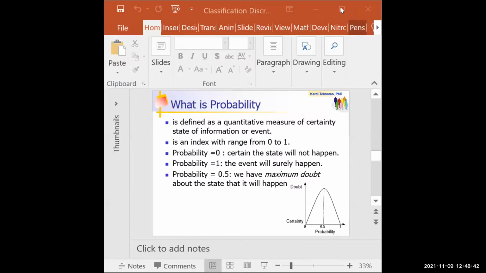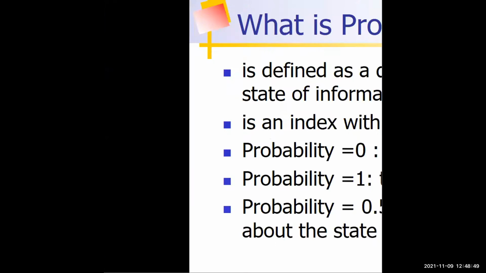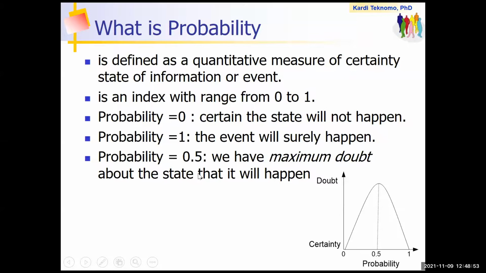Okay, so here it is. I'll just skip many parts, but I'll give you something that you usually don't get from any other class. Here I define probability as a quantitative measure of certainty based on a certain state of information or event. So this is a normalized index between 0 and 1, where probability 0 means the state will not happen, probability 1 means the state will surely happen. If you have only two states, probability 0.5 means the maximum doubt about that state happening. If you have three possibilities, then probability 1 over 3 will be the maximum doubt.